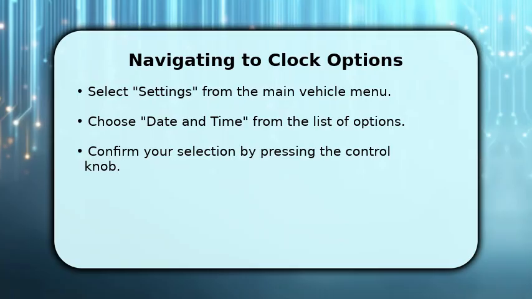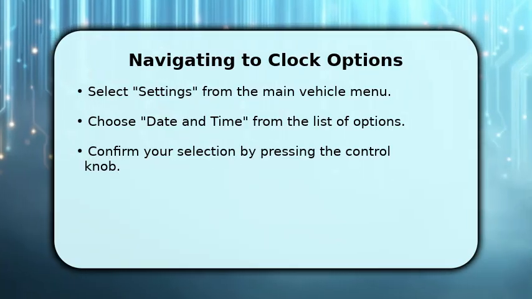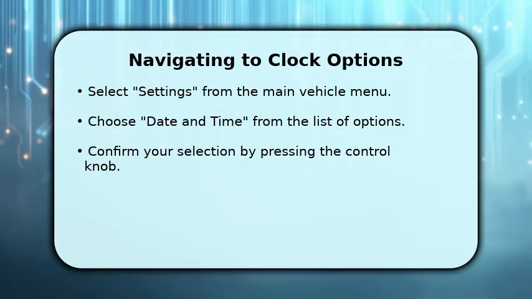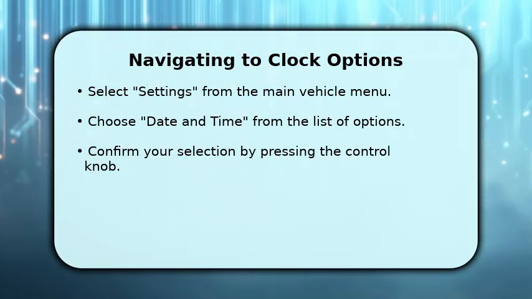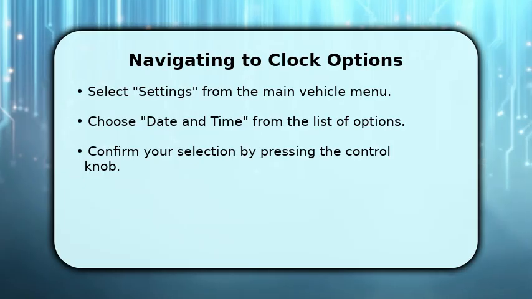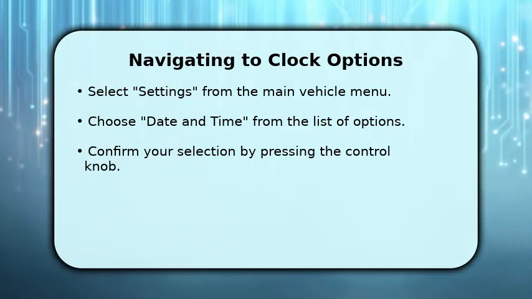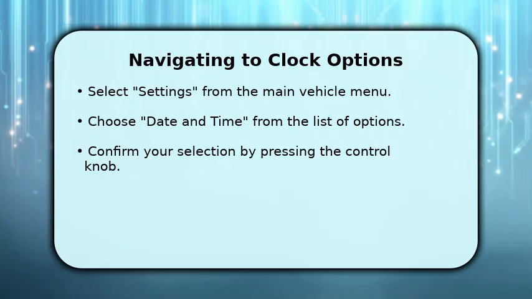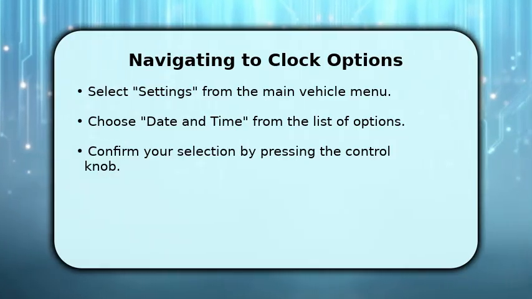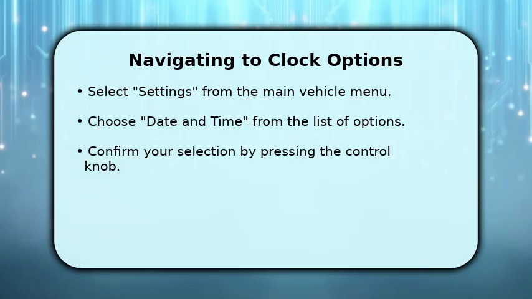Within the settings menu, you'll see various categories. Look for and select date and time to proceed. This specific menu is where all clock-related adjustments are housed. Confirm your choice by pressing the control knob, which will take you directly to the time adjustment screen, ready for the next step.